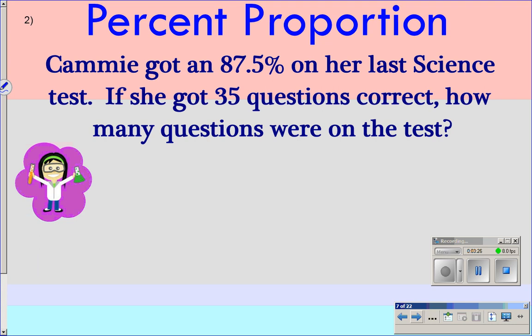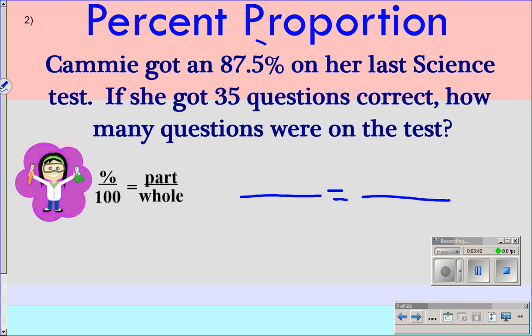All right. Let's look at the next one here. Kimmy got an 87.5% on her last science test. If she got 35 questions correct, how many questions were on the test? Again, it's percents, so we're going to do our percent proportion. Percent over 100 equals part over whole. To start off, Kimmy got 87.5% correct. So that's your percent, so that goes up top here. And percent always goes over 100.